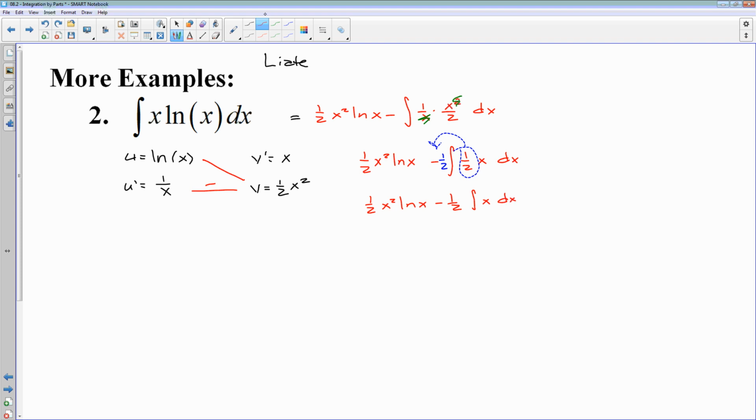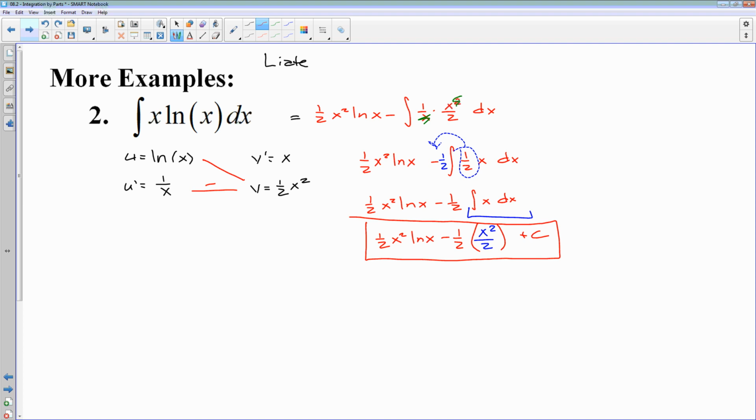And then finally, I'm going to do this antiderivative, the integral of x dx. That's going to be x squared over 2. And everything else is just going to come down for the ride. So that'll be minus 1/2 times x squared over 2, and the 1/2 x squared ln x. And then don't forget the plus c. So there's our final answer. Good? Take your u and your v prime and then work out the formula.